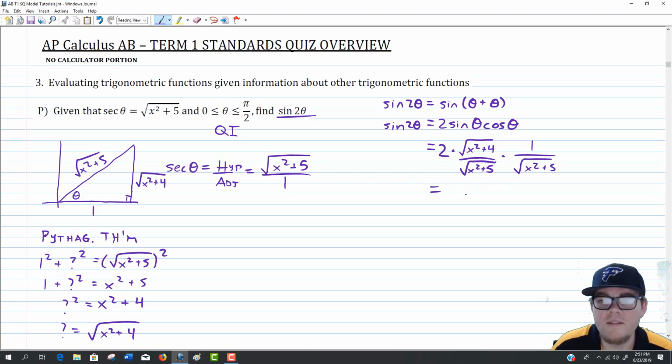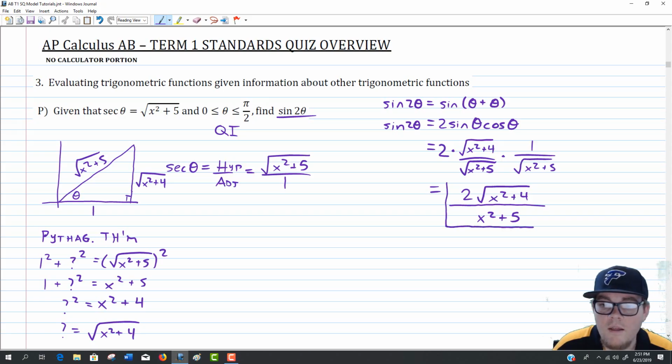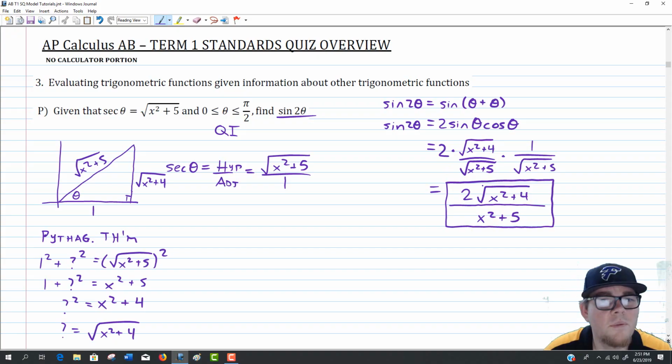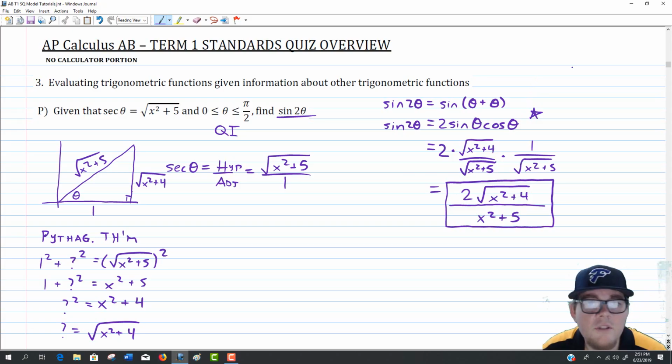And then as far as simplifying this, the last little piece we'll have here, we'll get 2 square root of x squared plus 4, all divided by, since we have the square root of those things, so square root of x squared plus 5 squared, we'll get x squared plus 5. And there is the answer to the plus question, which again, I actually don't think was particularly difficult. It was really just knowing the identity. But that is something that could come up on a couple of these plus questions for number 3. So with that said, that goes through question number 3, focused on trig ratio evaluation.